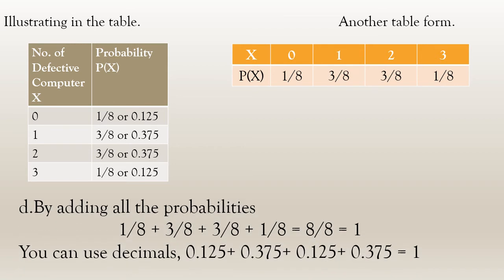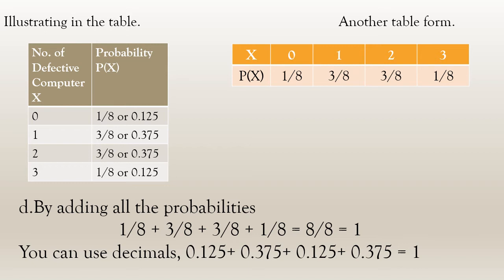Letter D, i-add natin lahat ng probabilities. So yung 1 over 8, i-add natin sa 3 over 8, plus 3 over 8, plus 1 over 8. So lahat yan ay 8 over 8. Remember, kapag nag-a-add tayo ng similar fraction, or yung pare-parehas ang denominator, ang i-add lang natin yung numerator. So 8 over 8 po ang kinalabasan, which is equal to 1 yan.